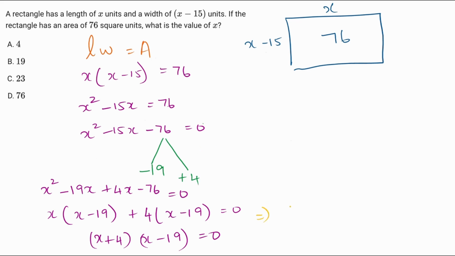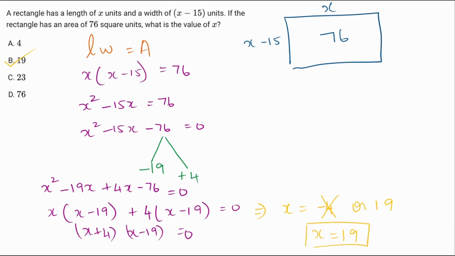My x values are going to be negative 4 or positive 19. So I can't have a negative value, therefore my negative 4 is excluded. So let's see, our option is only x is equal to 19. So let's see our options. Option B is my correct answer. Let's look at our next question.